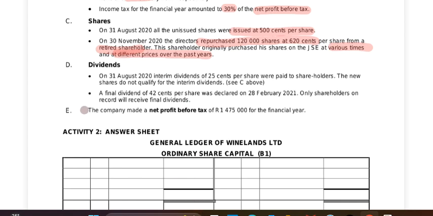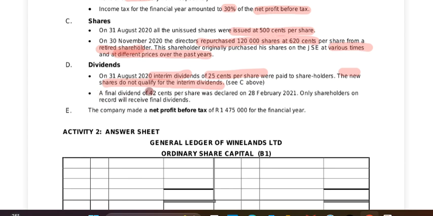And then when we come to dividends, on the 31st of August 2020, interim dividends of 25 cents per share were paid to the shareholders. The new shares do not qualify for the interim dividends. So these were the new shareholders right here.